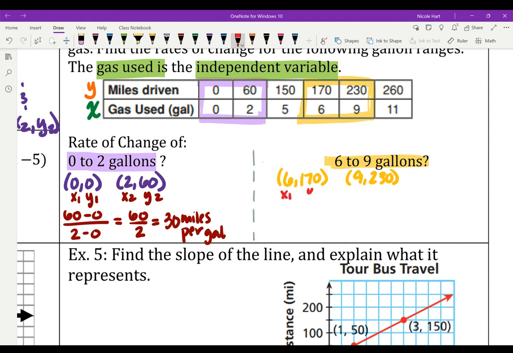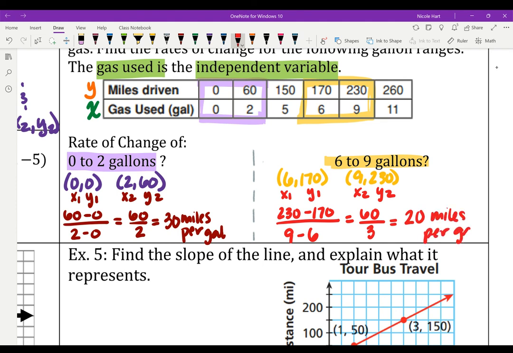So we have x1, y1, x2, y2. We plug these into that slope formula. 230 minus 170 over 9 minus 6, not 9 minus 3. 230 minus 170 is 60, and 9 minus 6 is 3. So that gives me 20 miles per gallon.